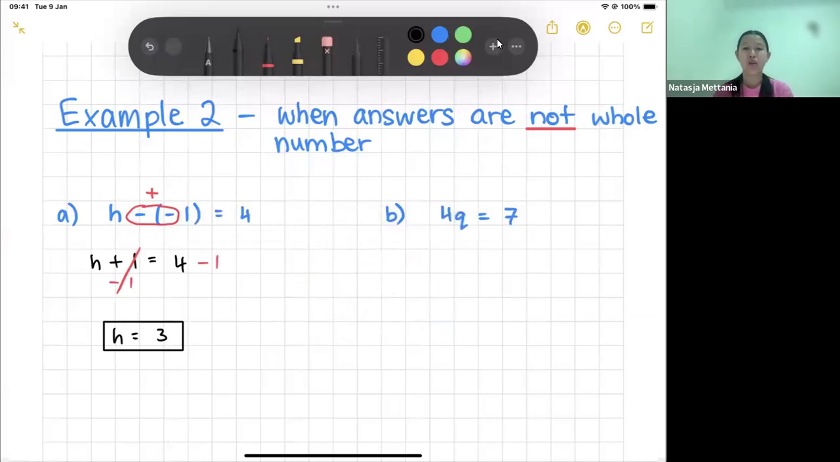This is when my answers are not whole numbers, specifically. We know 4q equals 7. Between 4 and q, there's an invisible multiplication sign. The opposite of multiplication is division. So I'm going to divide by 4 because I want to get rid of that 4 first. Do it to one side, I have to do it to the other. 4 divided by 4 gives me 1. In other words, the left-hand side is going to be q equal to 7 over 4. It's not going to be a whole number because I can't divide 7 by 4 evenly.